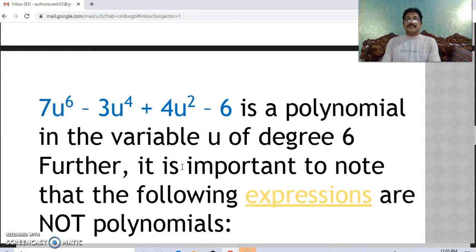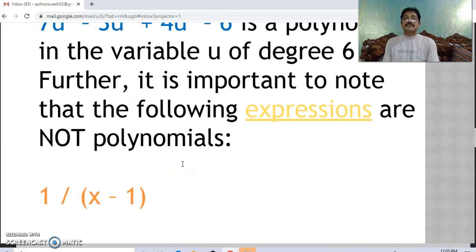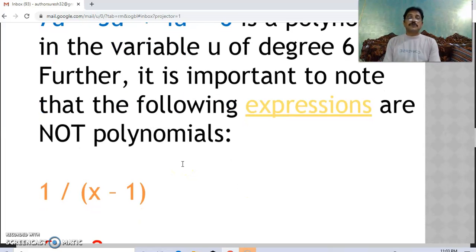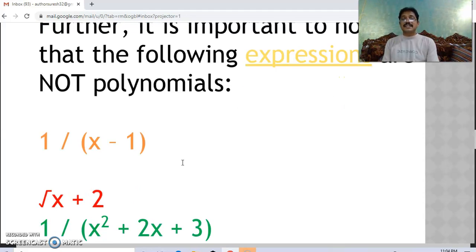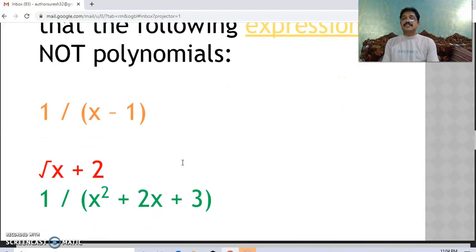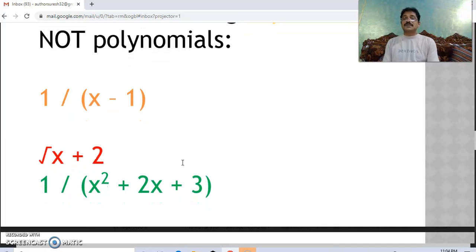Further, it is very important to note that some of the following expressions are not polynomials. Just now I said, some are polynomials, some are not polynomials. So we will discuss it in a very clear manner. The first of the non-polynomials: 1 by x minus 1 root x plus 2, 1 by x square plus 2x plus 3.